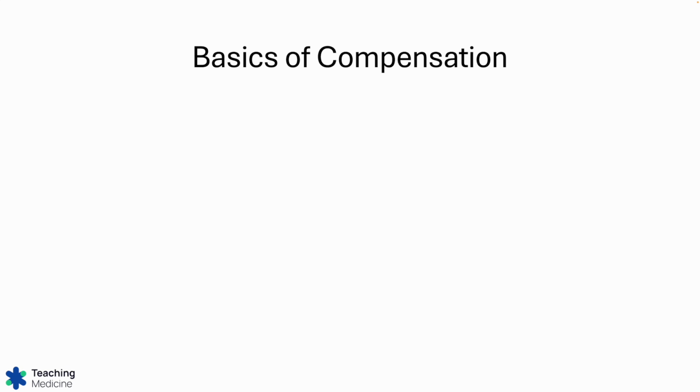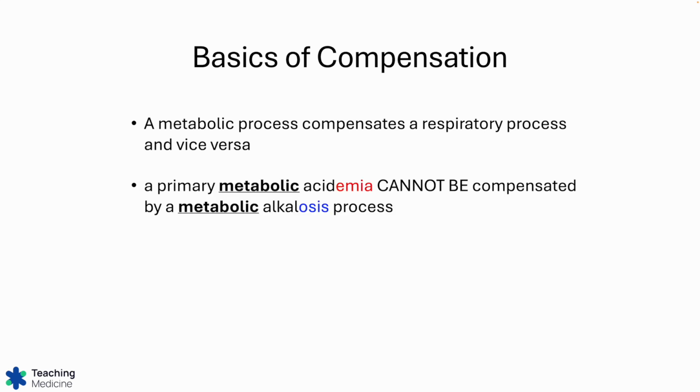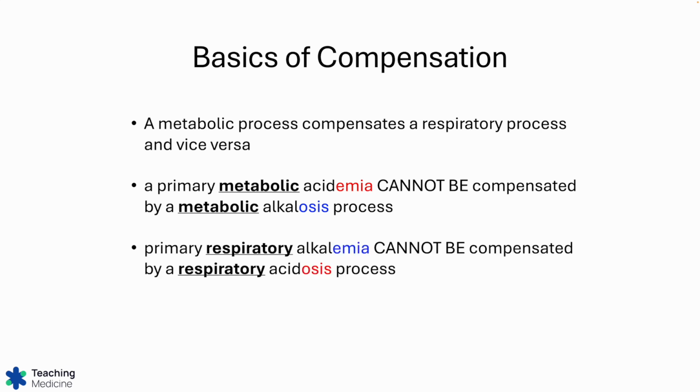Another basic rule is that a metabolic process compensates a respiratory process and vice versa. So you can't have a primary metabolic process and a compensatory metabolic process. Even if you had a primary metabolic acidemia, it cannot be compensated by a metabolic alkalosis process. It would have to be compensated by a respiratory alkalosis process.